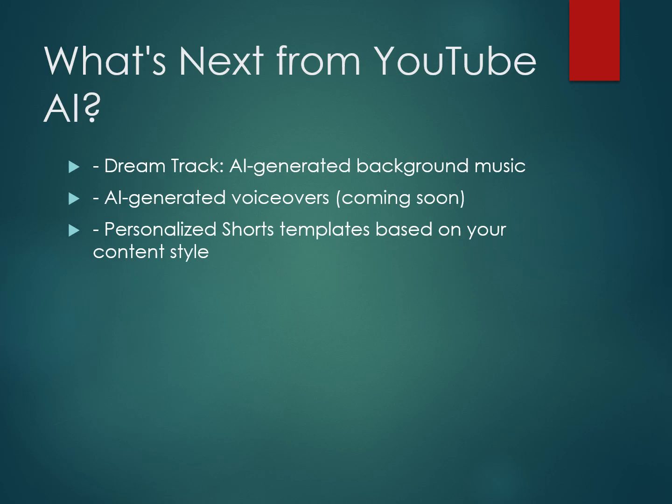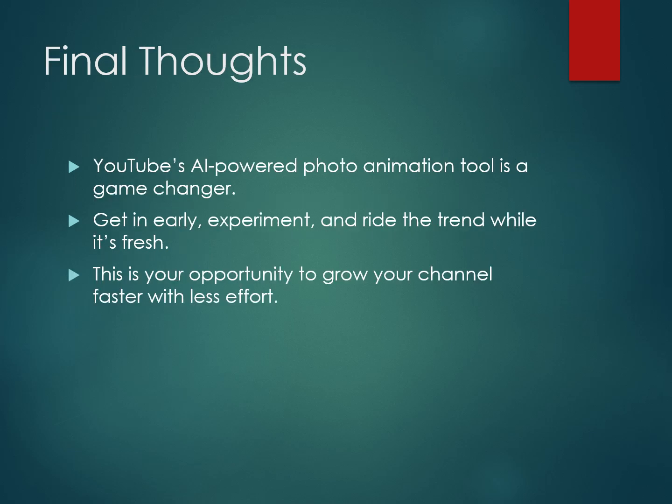This photo to video tool is just the beginning. YouTube has also been testing Dream Track, an AI-generated music engine, and they're working on tools that can create entire shorts using your channel style as a guide. It's clear that AI will be an even bigger part of the platform in the coming months.